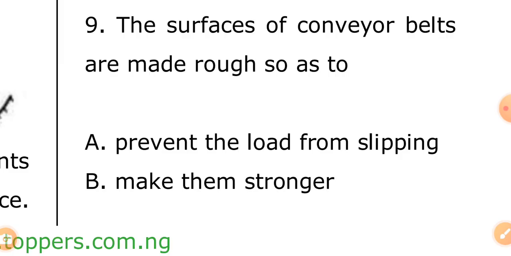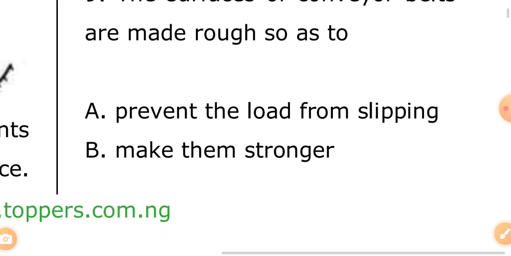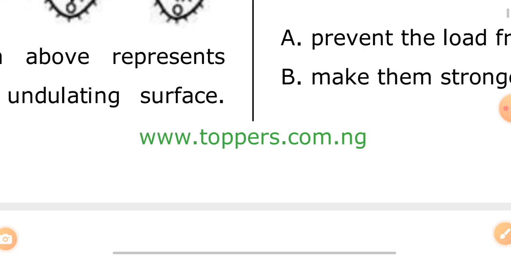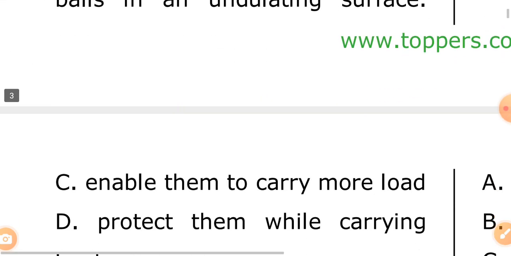The surface of conveyor belts, you know conveyor belts in vehicles. The surfaces of conveyor belts are made rough so as to dash. A. Prevent the load from slipping. B. Make them stronger. I hope you are here. C.